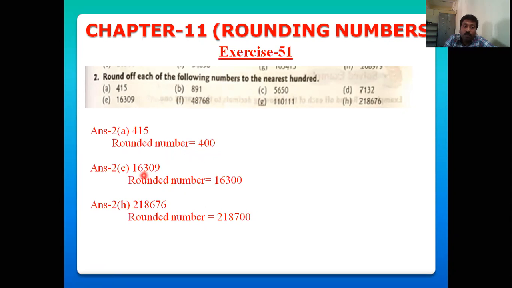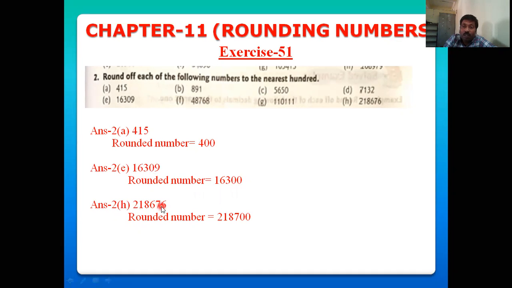Now here is 163909. See the hundreds place digit, here it is 3. Now see the next number, the next number is 0, which is lesser than 5. So we will write 3 as it is and write 2 zeros after it. So the answer will be 163900.